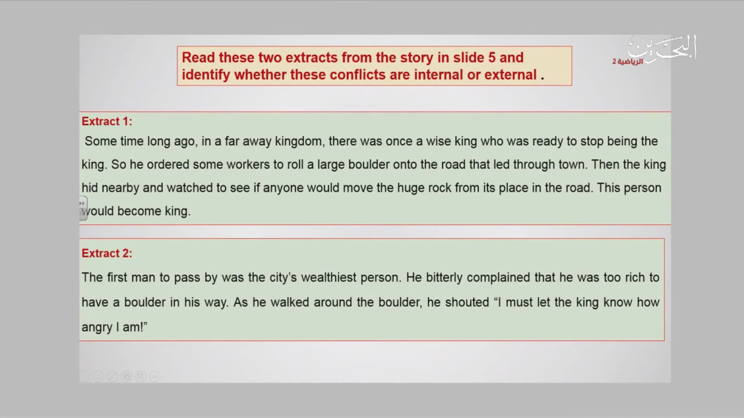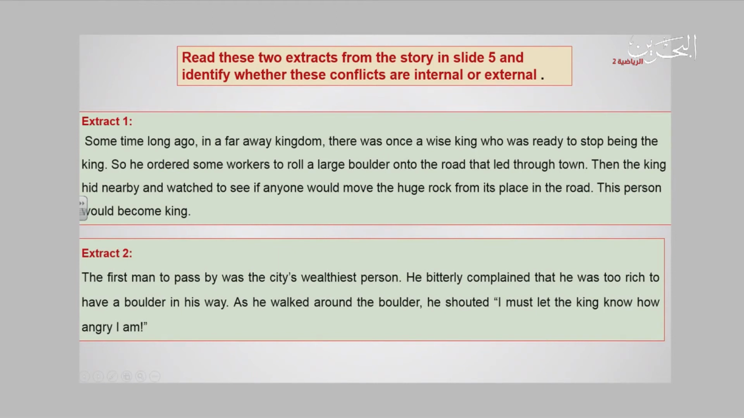Now, when we talk about conflicts, there are two types of conflicts, the internal and the external. The internal conflict is usually when a person is having a problem and he or she is debating it between himself or herself. Whereas the external is when I'm having a problem with another person.